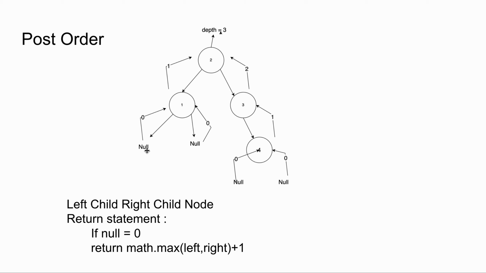How does this happen? The base value of this recursive function will be that if it is null, we will return 0, and it will pick up the maximum of this 0, that is 0, and it will add 1 and it will send to 2. Similarly, on the right side also the same thing will happen, and it will return 2 finally, and we will add 1 to the maximum of these 2, that is 2 and 1, and the answer will be 3.